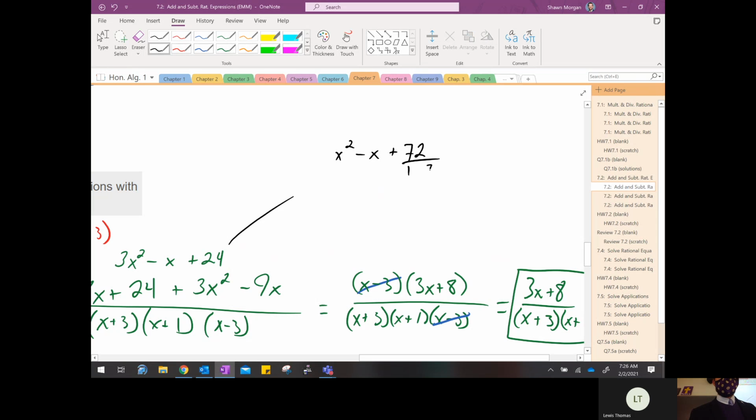Let's do the long way. 72, 2 and 36, 3. We already talked about 3 and 24. It's divisible by 4 and what, 18? It's not going 5. It does go 6. 6 times 12. 7, no. 8, yes. 8 and 9. Oh, you've got to be kidding me. It doesn't factor. That's so disappointing.